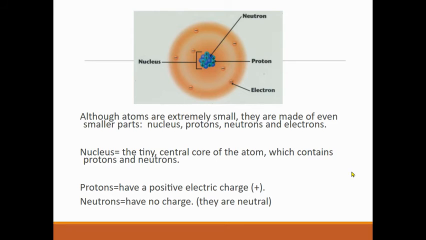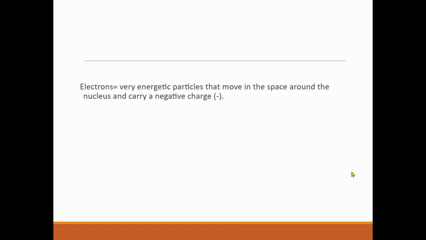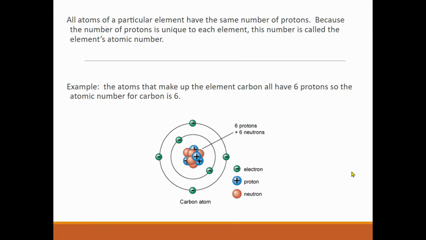Now, although atoms are extremely small, they are made up of even smaller parts. There's a nucleus that contains the protons and neutrons, and then there are electrons. The nucleus is the tiny central core of the atom, and you'll find the protons and neutrons there. Protons have a positive electric charge, and neutrons have no charge. They're neutral. Electrons are very energetic particles that move in the space around the nucleus and carry a negative charge.